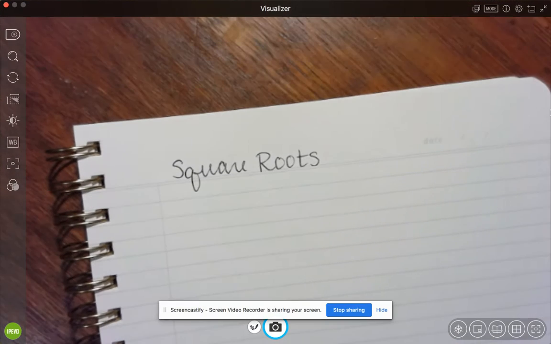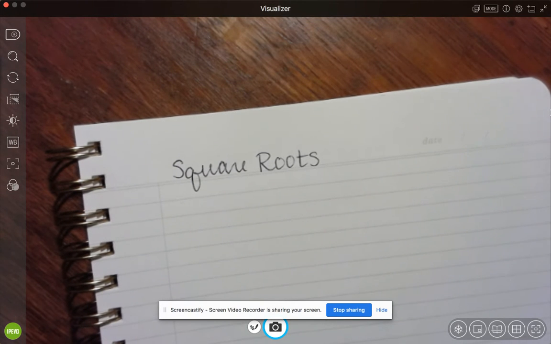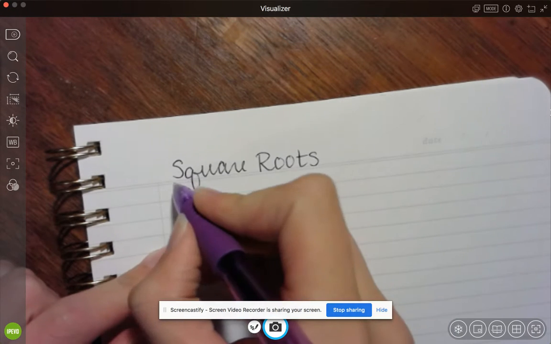Hello, pre-algebra. All right, now today what we're going to talk about are square roots. So, what in the world is a square root? Well, notice this keyword, square.